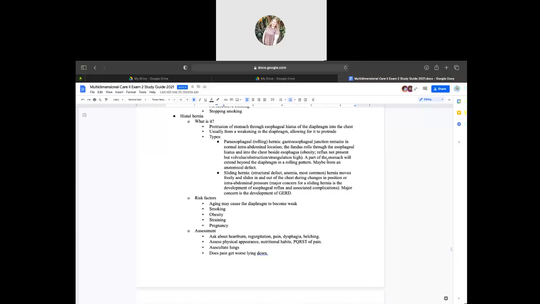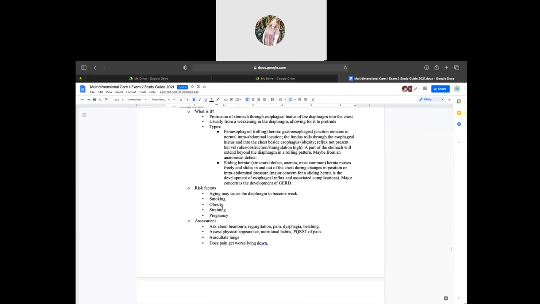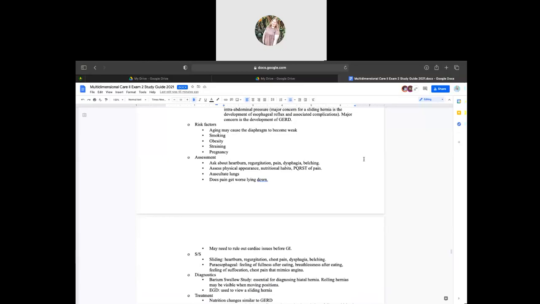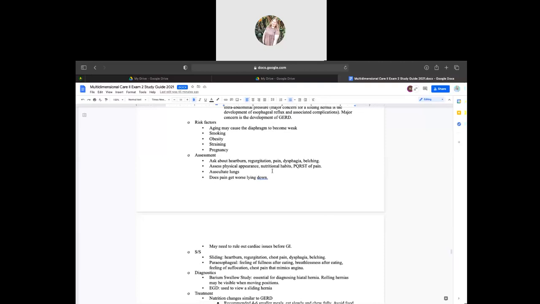Some risk factors: aging may cause the diaphragm to become weak. Smoking, obesity, straining, and pregnancy. Some things we need to ask the patient about are heartburn, regurgitation, pain, dysphagia, belching. We need to assess the physical appearance and nutrition habits, and if there's any pain, listen to the lungs. We need to see if pain gets worse lying down.